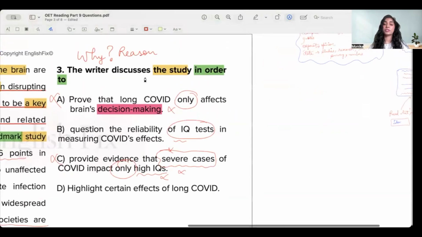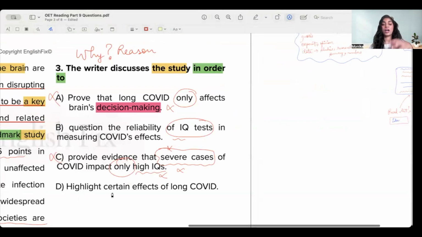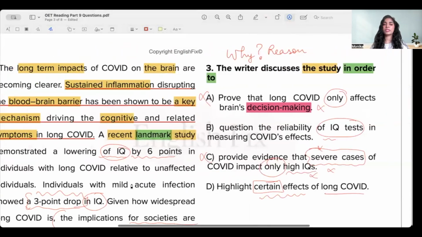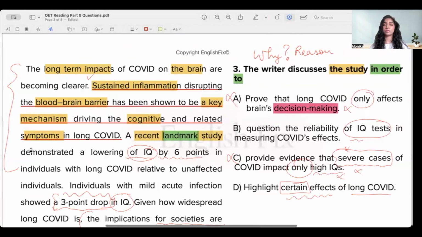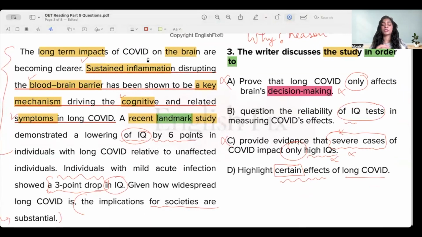Then, the writer is using the study to highlight certain effects of long COVID. What are those certain effects? Well, sustained inflammation is one. Then disrupting the blood-brain barrier is number two. Then cognitive and related symptoms in long COVID is three. So I do have certain effects of long COVID. Because of long COVID, it impacts the brain. So the effects of COVID on the brain are becoming clear.